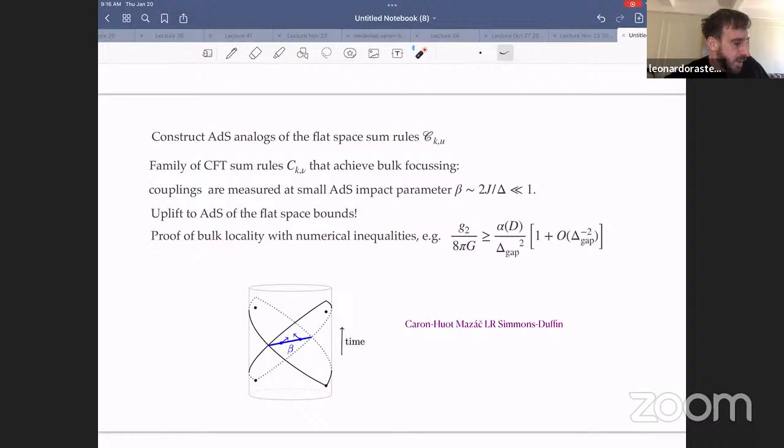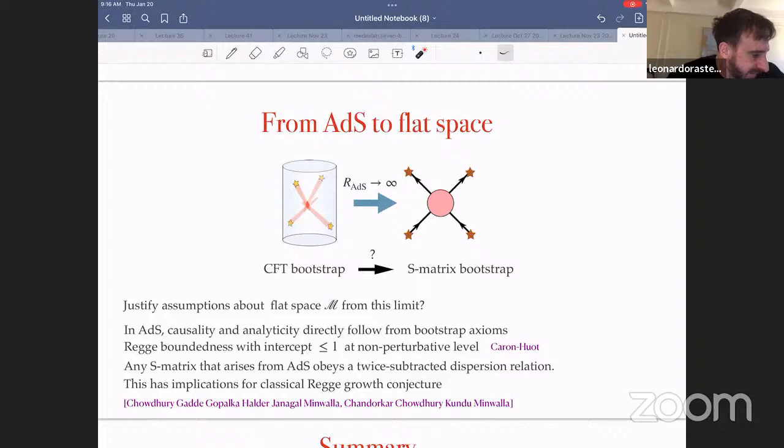Okay, so one of the promises of this game is that given that the CFT story is rigorous, can we possibly derive a better version of the asymptotic boost of axioms by taking the limit more carefully? I don't have much more to say than just this basic slogan. On the CFT side, the Regge bound is the rigorous consequence of unitarity. And so in particular, the Regge bound holds with intercept smaller or equal than one. As I emphasize, we don't strictly need this Regge bound behavior in momentum space. We need something weaker. But nevertheless, there's an interesting circle of ideas here in trying to see how, if one could carefully take the flat space limit of AdS, one could make contact with these various Regge growth conjectures. For example, there's a classical Regge growth conjecture by this Indian group that can be related to the chaos bound in AdS.